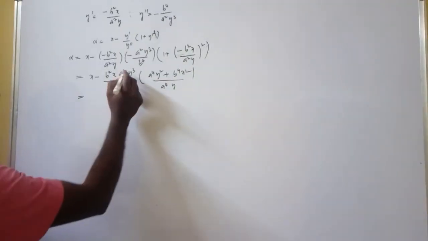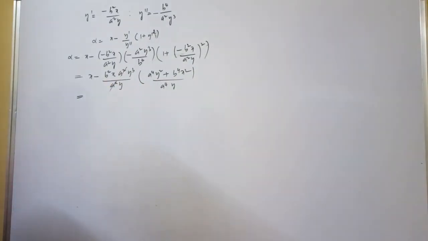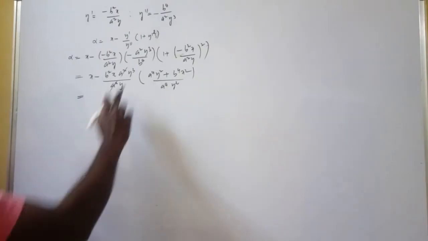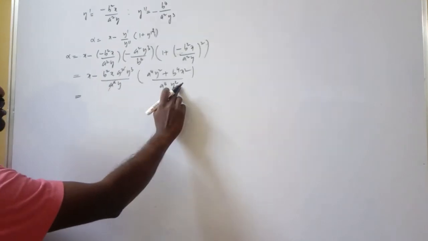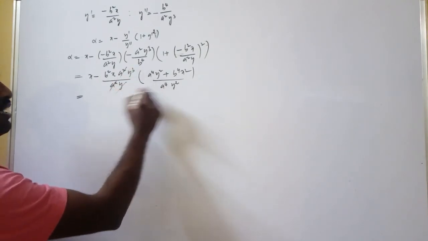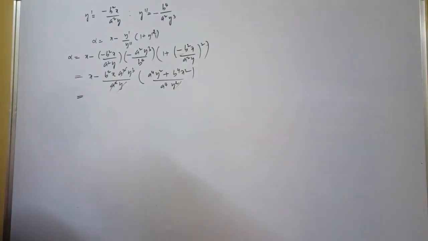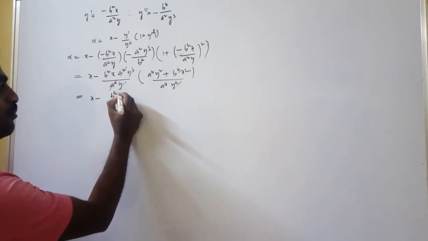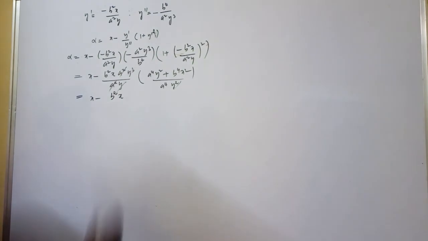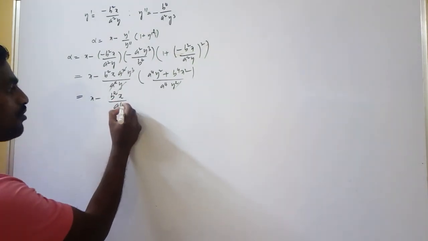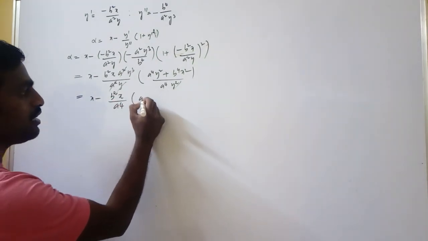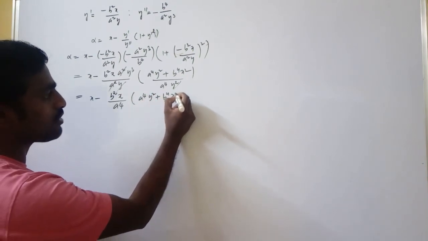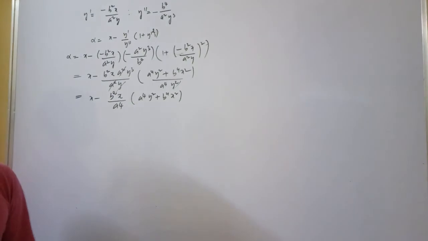Next simplify that one. So a power 2 will be cancelled. Next here y power 2. So y power 3, y power 1, y power 2. Finally, y power 3 and y square will be cancelled. Next, x minus b square into x by a power 4, a power 4 is the term. Next, a power 4 y square plus b power 4 x square. So keep that in mind.